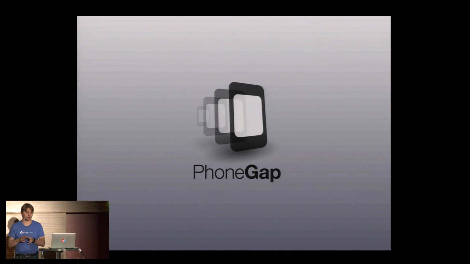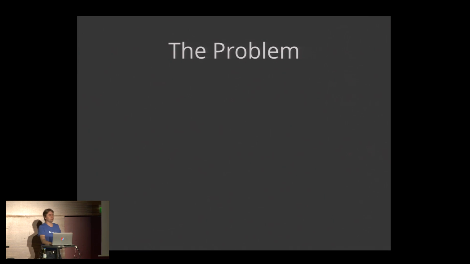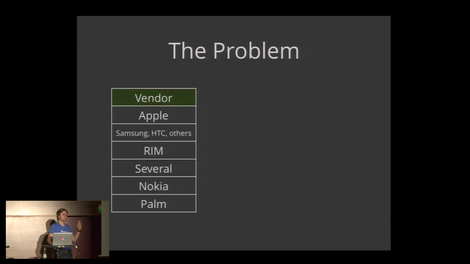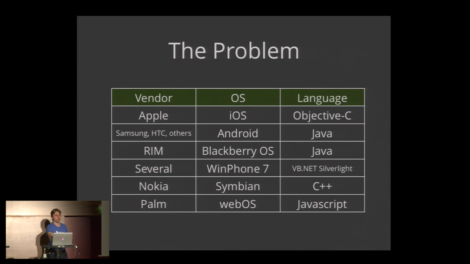I'm not going to go into much detail here. I'm trying to be as quick as possible. So if you're going to do Phonegap, what's a good idea to do Phonegap? Basically you can introduce it to people like this. If you want to do software for these vendors, you have to deal with their different OSs. And you have to deal with their different languages and APIs. And that's kind of a problem already.